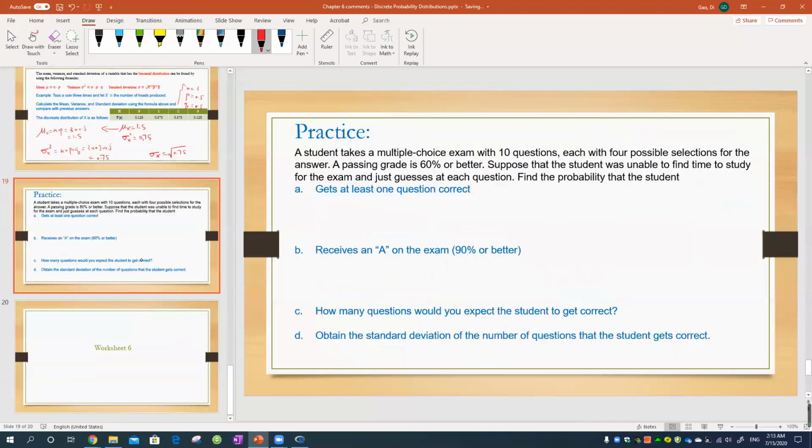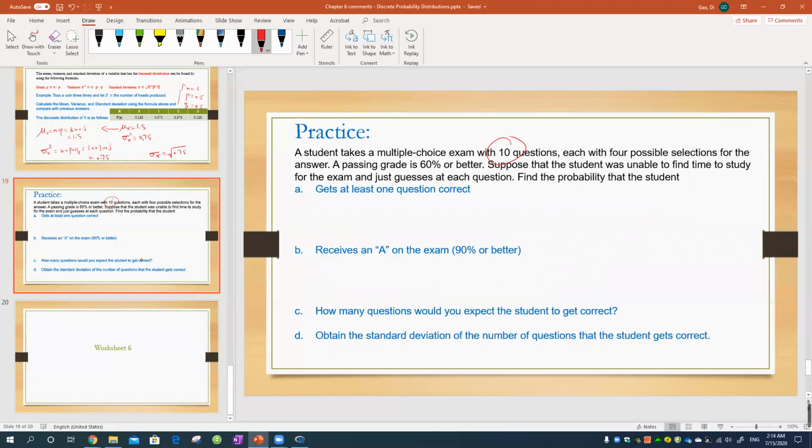And now let's look at this practice problem. A student takes a multiple choice exam with 10 questions, each with 4 possible selections for the answer. A passing rate is 60% or better. Suppose that the student was unable to find time to study for the exam and just guesses at each question. Find the probability that the student will get at least one question correct, and receive an A.